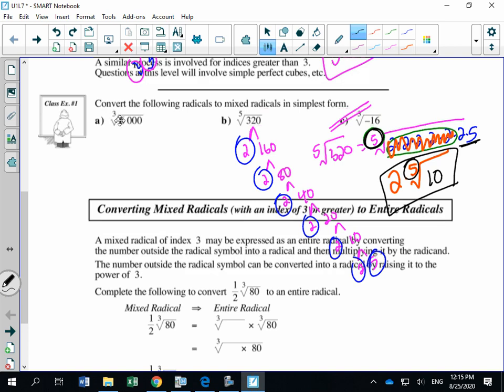Okay? I want you to attempt try number A on your own. The third root of 6,000, remember you circle groups of 3. That index tells you what to circle. For every group of three, cross it out and take out one number. If you did this answer correctly, you should get 10, and the third root of 6 should be your answer.